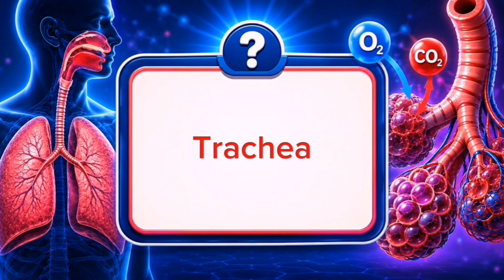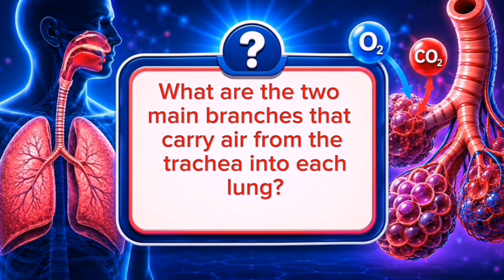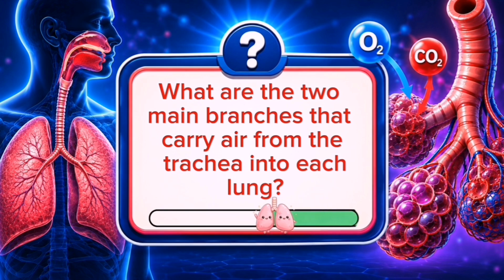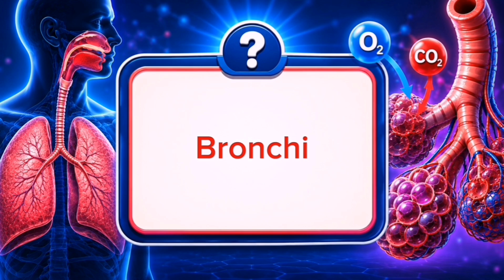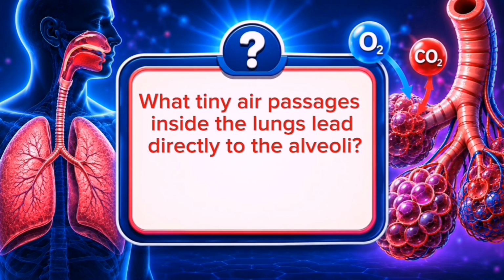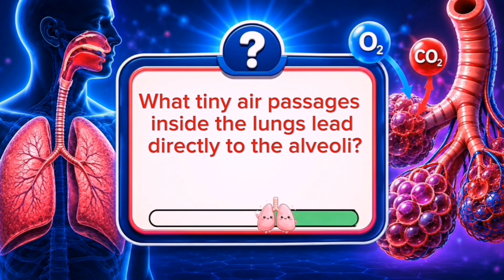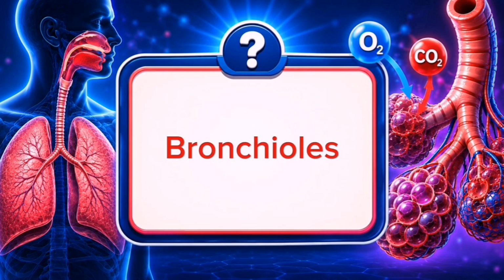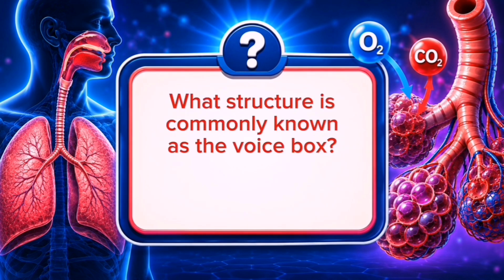Answer: trachea. Question 4. What are the two main branches that carry air from the trachea into each lung? Answer: bronchi. Question 5. What tiny air passages inside the lungs lead directly to the alveoli? Answer: bronchioles. Question 6. What structure is commonly known as the voice box?